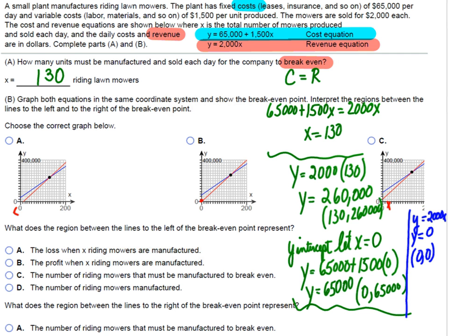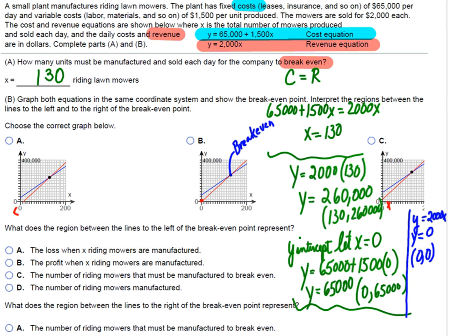Remember the red is the revenue, and we start out. Now, let's look at the black. Here is our break-even point. And after that, we're going to have revenue.